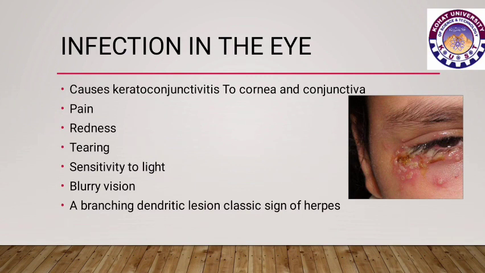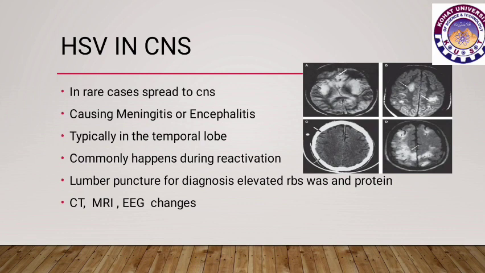In rare cases, herpes viruses can spread to the central nervous system and cause meningitis or encephalitis, typically affecting the temporal lobe in individuals of all ages. These can happen for a primary infection, but more commonly happen during reactivation, when some of the virus can escape into the bloodstream and reach the brain.